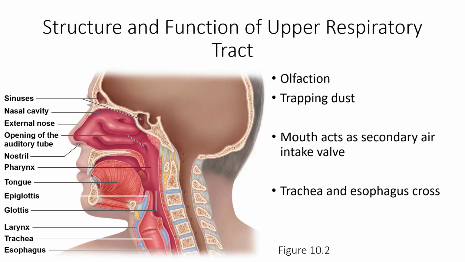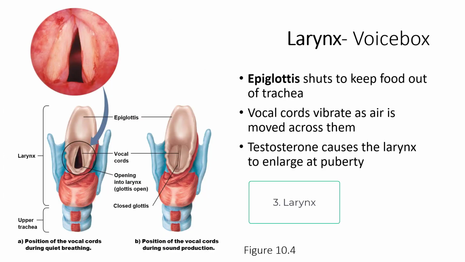Below the epiglottis is the larynx, and that's what we also know as the voice box. This is where vocal cords are present. They vibrate as air is moved across them. Testosterone causes the larynx to get larger at puberty, causing the deeper voice, which is realistically just a measure of how large the larynx is and how much testosterone the individual has been exposed to.